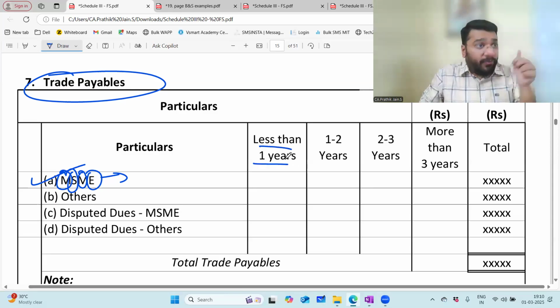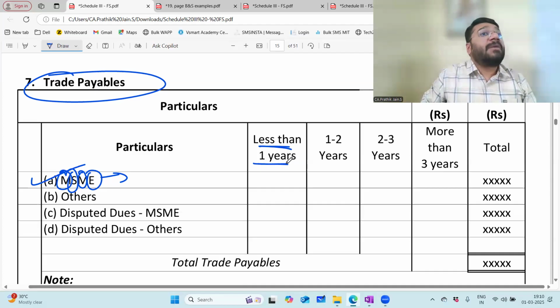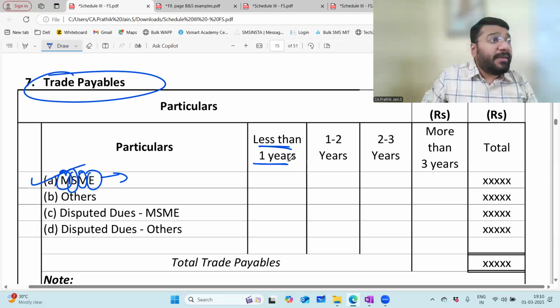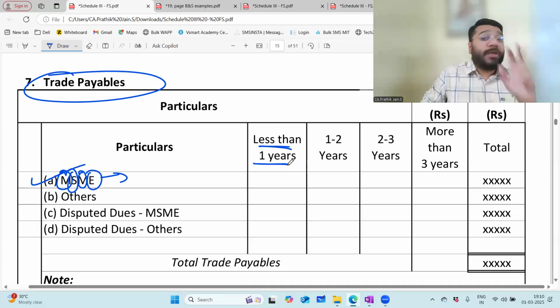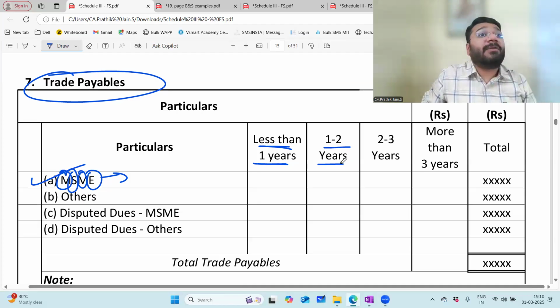Means what? It is due for payment, but it's been less than 1 year since I have not paid it. If I'm supposed to make the payment to MSME, but I've not paid the money for 1 to 2 years, then I've classified it here. If I have not paid for 2 to 3 years, then here you have to show that value.